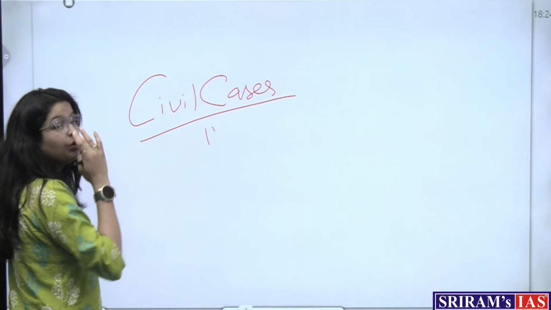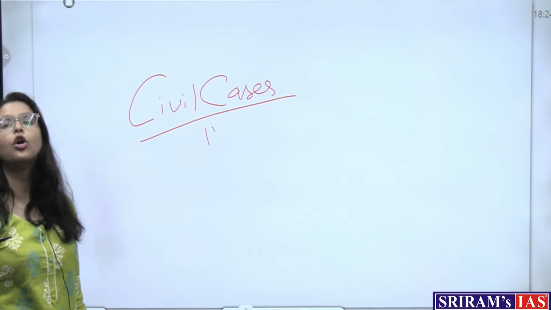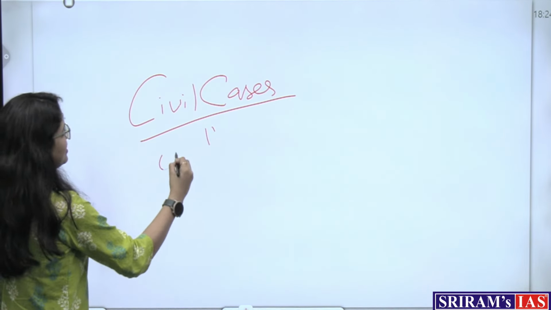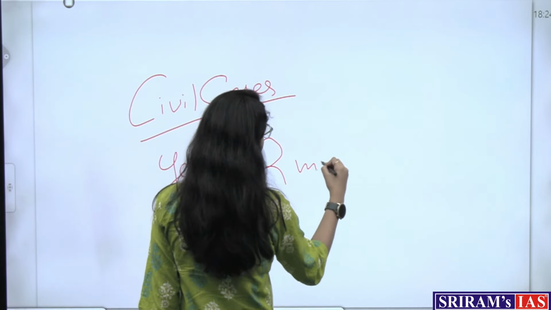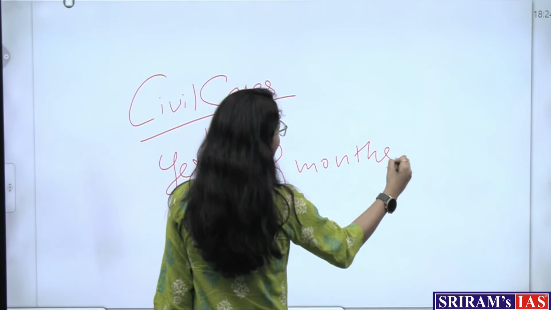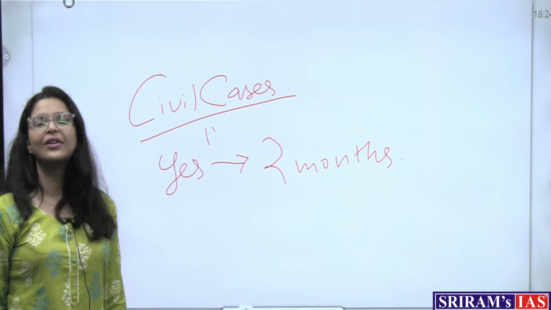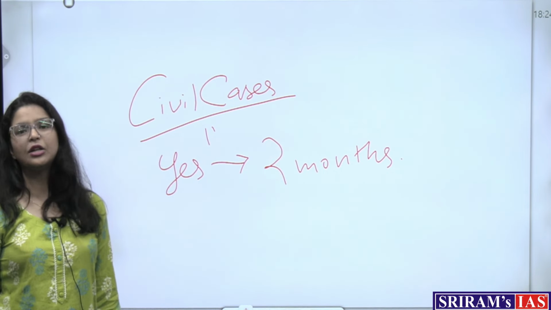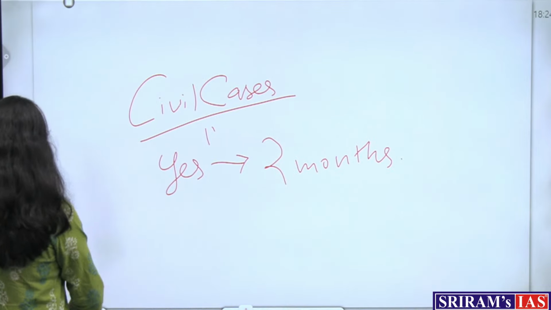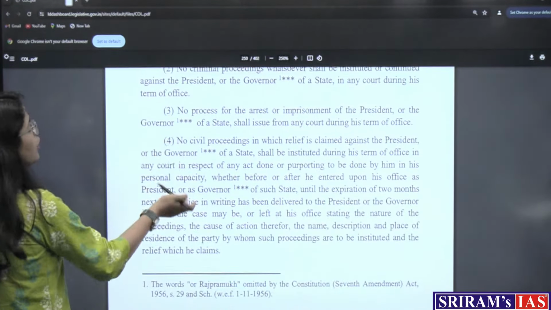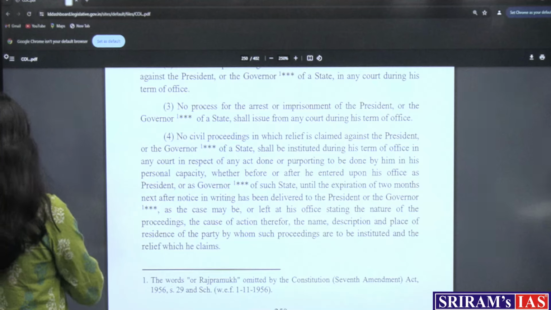Can they be instituted against the sitting president or governor of a state? The answer is yes. Two months' time has to be given, and then you can institute a civil case against the sitting president of India or the governor of a state. And where has it been mentioned? It is mentioned under clause 4 of Article 361.